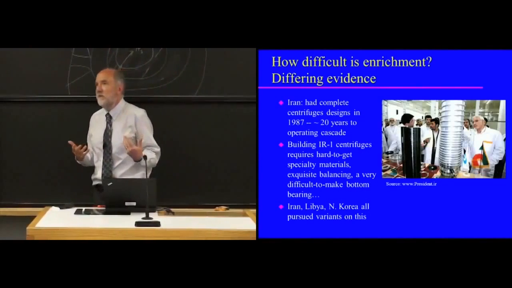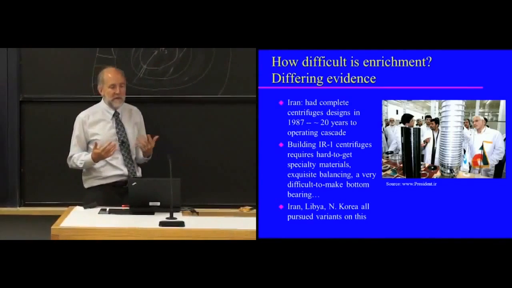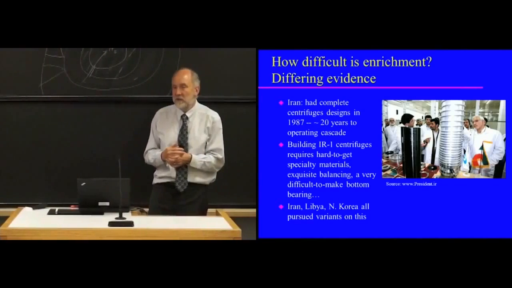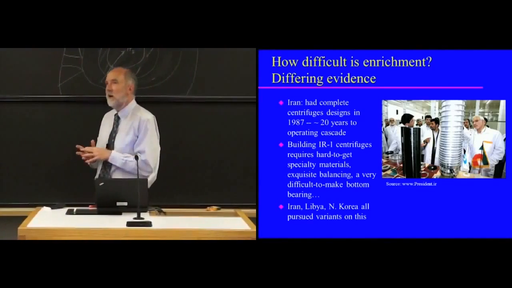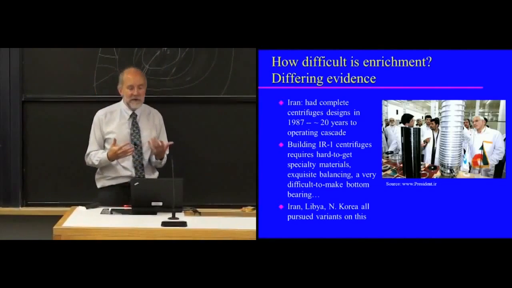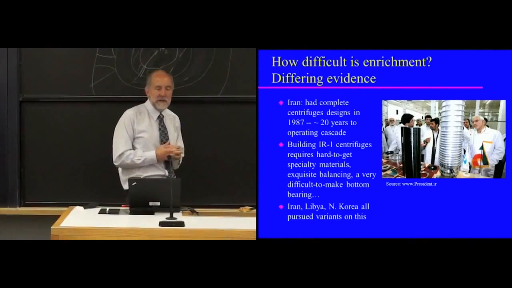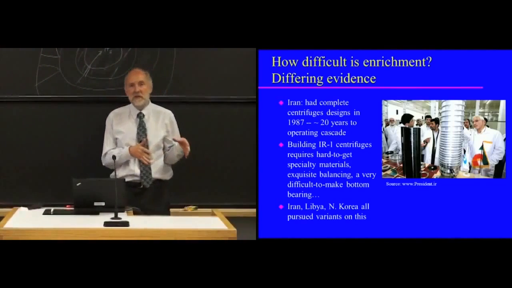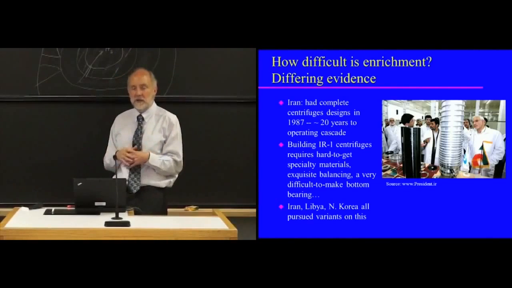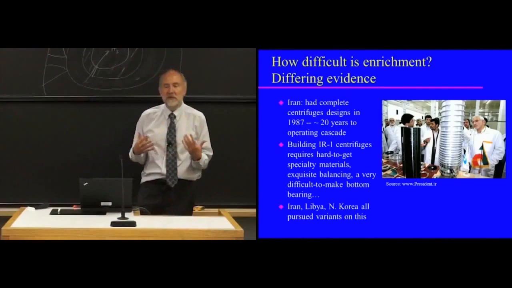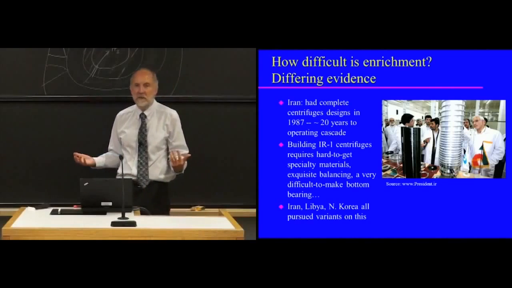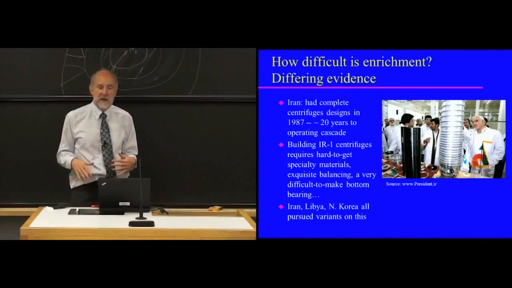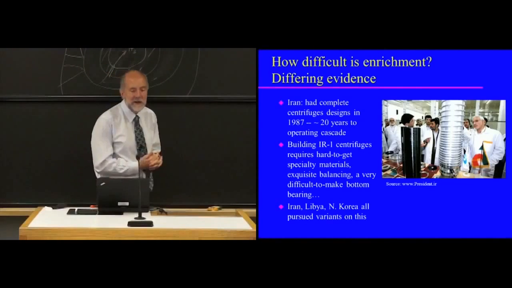So one obvious question is, how difficult is it to do enrichment? And in particular, to do these centrifuges that are relatively small and easy to hide. There are differing views on this difficulty, and there's differing evidence to support those views. Iran, for example, which has, other than Israel, probably the most advanced indigenous science and technology base in the Middle East, had complete centrifuge designs way back in 1987. And it took them something like 20 years to get a functioning cascade actually enriching uranium, despite that.